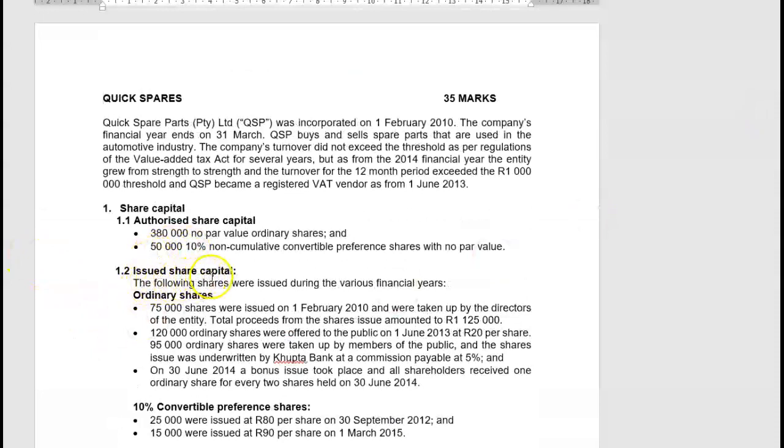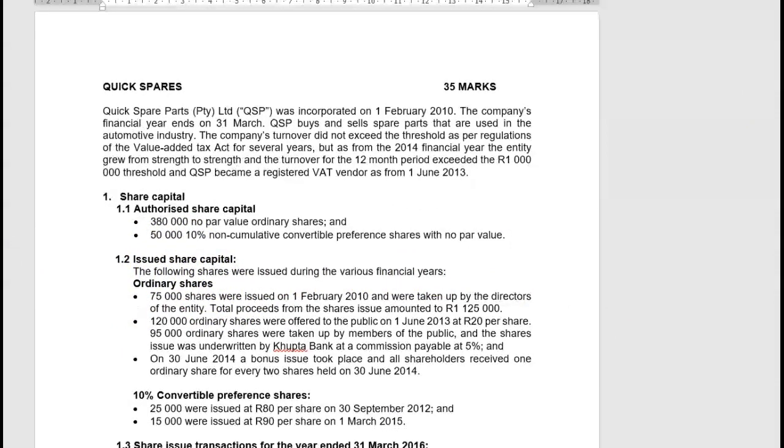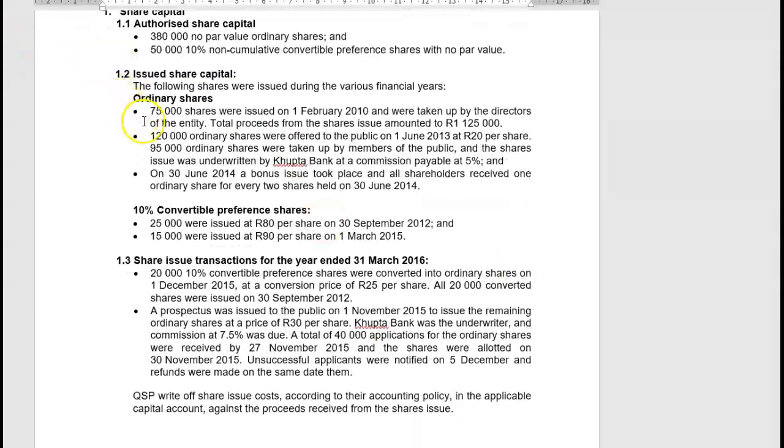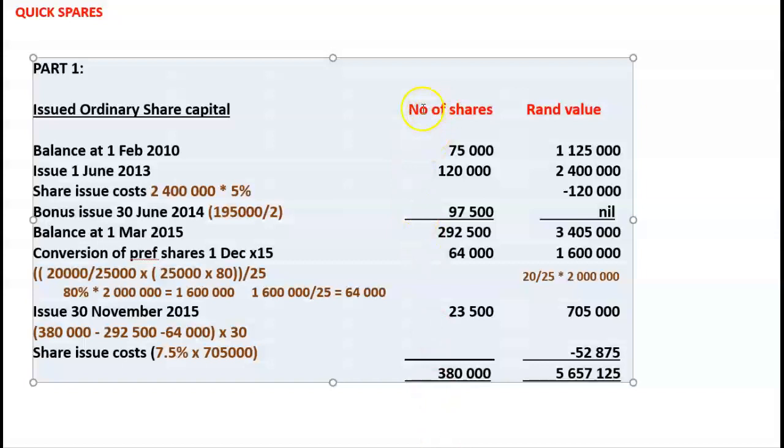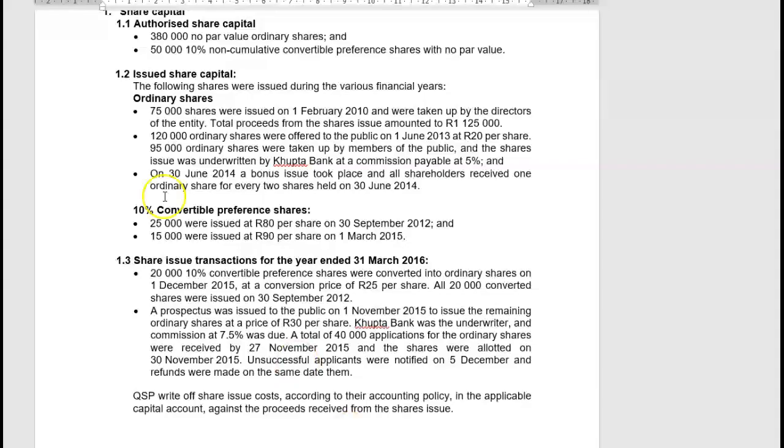Good. So, issued share capital. The following shares were issued during the following financial years, and they only request ordinary share capital from us. So we would start with a little table where you will have a date, the nature of the transaction, the number of shares and the rand value of the shares. So we start with 75,000 shares on the 1st of February, and that amounted to 1,125,000.